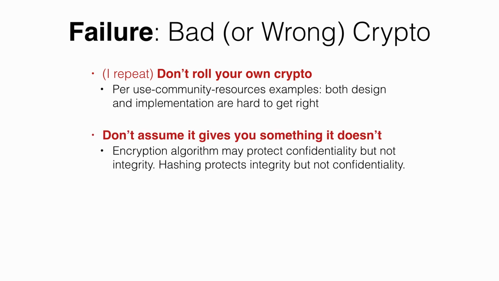Another failure is to assume that a crypto algorithm that you do use gives you something that it doesn't. Encryption may protect confidentiality, but it does not always protect integrity. For example, if you encrypt something, someone may be able to tamper with it and fool the party who decrypts it that you've said something that you didn't. Hashing, on the flip side, protects integrity, but not confidentiality. So you can be sure no one tampered with your data, but you can't be sure that they haven't seen what it contains.